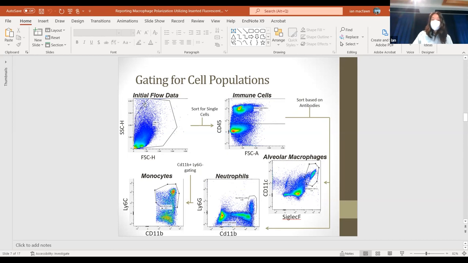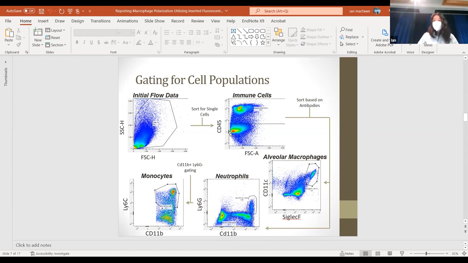Anything that's very outlying or really granular, we can tell that it's not really a cell. So we gated for a specific population, first for cells, and then after that we sorted for single cells. After that, we gated for immune cells. All immune cells have a protein called CD45, and we can see CD45 on the y-axis right there. Any cells that are CD45 positive, we immediately know that they're immune cells.